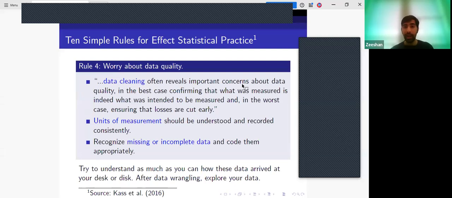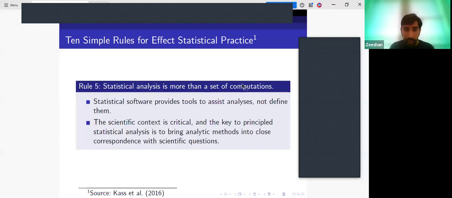And if, for example, you have two variables or more than two variables, then probably the interest is to explore the relationship between those variables. So you should keep all these things in mind when you are going to collect the data. So this is usually known as the fourth rule of being an effective researcher in terms of statistics.